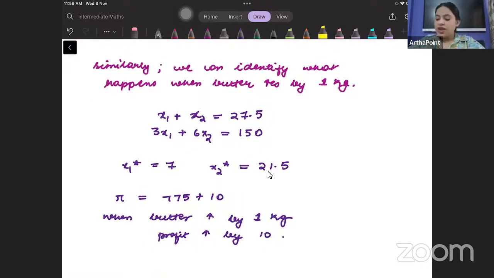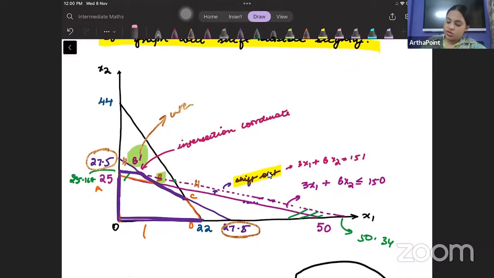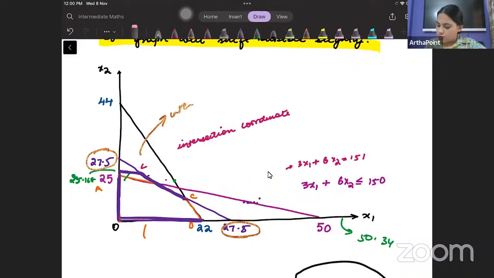Suppose I go ahead and I increase the butter by 1 kg. तो बेटा butter 27.5 की जगह पर I will put as 28.5. So what will happen now in that case? So if I just go back to these equations, then in that case, this is going to happen. Let me just plot it a bit. Beta. So now what will happen is the following.